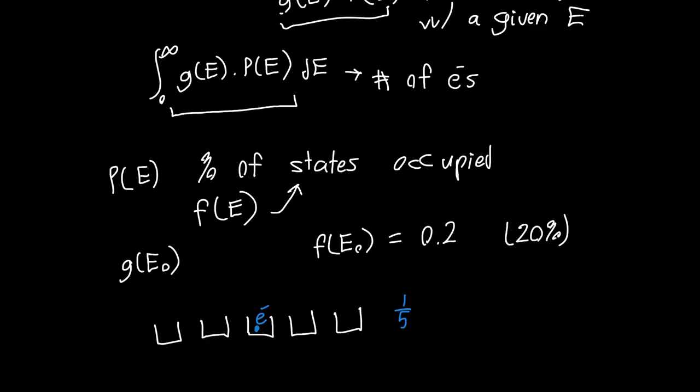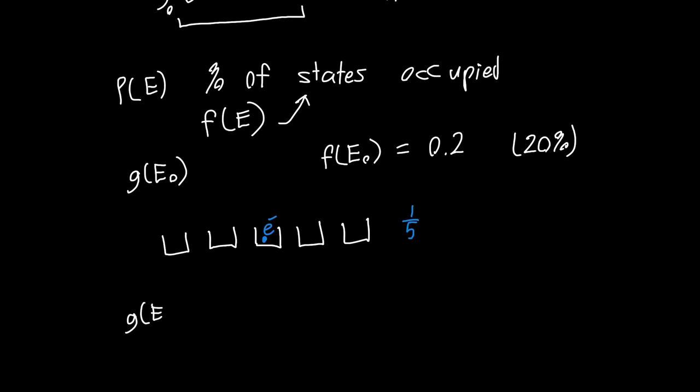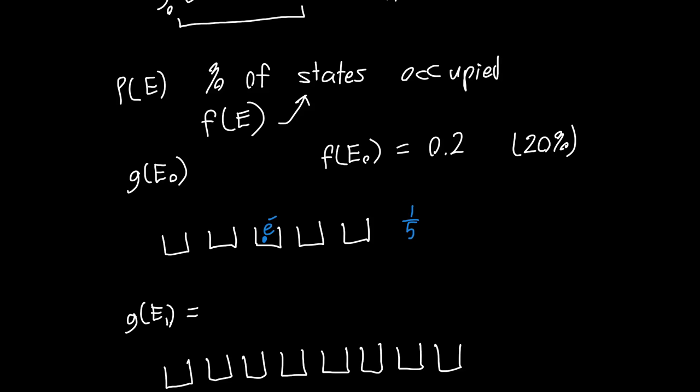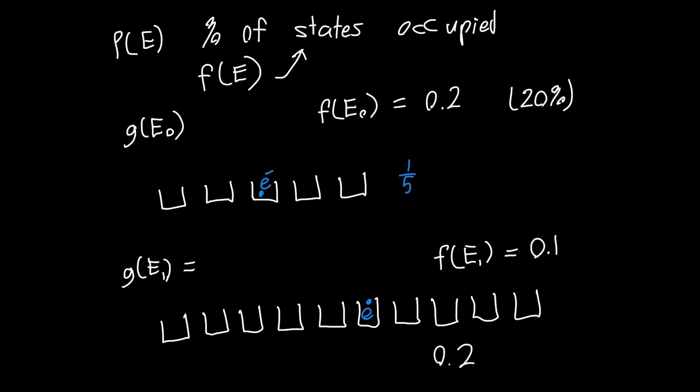If we've got instead that our density of states, so g of E1, let's say, is 10 states, so 1, 2, 3, 4, 5, I hope this is actually 10. 1, 2, 3, 4, 5, 6, 7, 8, 9, 10. And then our Fermi function at that energy is, say, 0.1, then only one of these buckets is going to have an electron in it. We're only going to have 10% of these states filled. If our Fermi function was 0.2, then we'd have two of these states filled. If it was 0.3, we'd have three of these states filled, and so on and so forth.